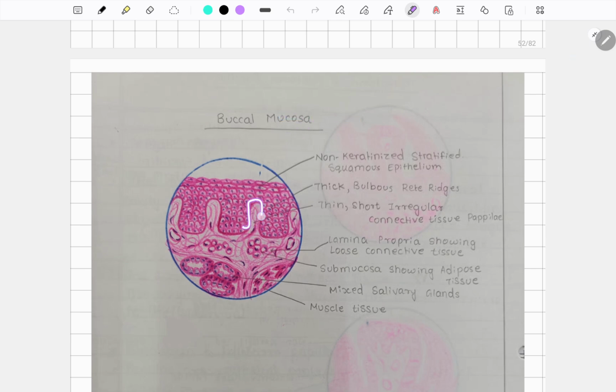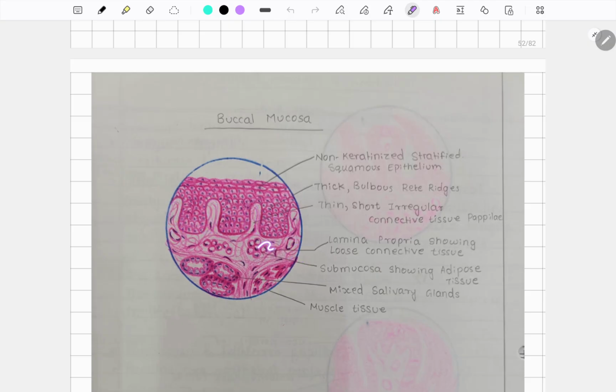In buccal mucosa there are also thick, bulbous rete ridges. It is not long and slender like in gingiva. Then it doesn't have a keratin layer, that is, it is non-keratinized stratified squamous epithelium. Non-keratinized, no keratin layer is present above the epithelium. Then there are thin, short, irregular connective tissue papillae, as you can see over here.